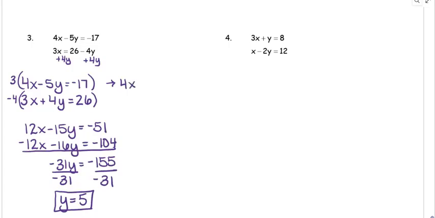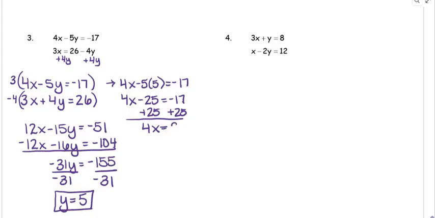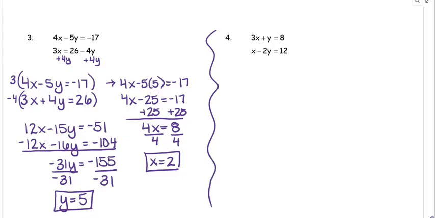So I've got 4x minus 5 times 5 is equal to negative 17. That's 4x minus 25 is equal to negative 17. I'm going to add 25 on both sides, which will make 4x equal to 8. And if I divide both sides by 4, I've got x to be equal to 2. So x is 2 and y is 5.